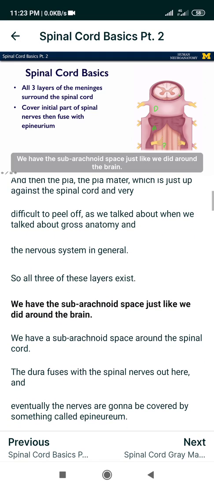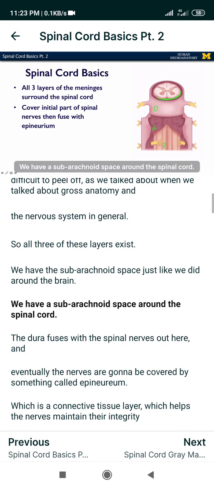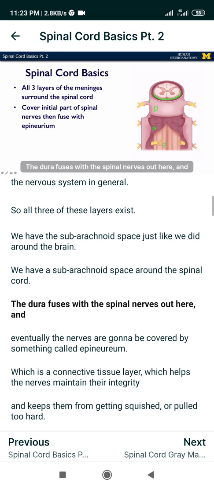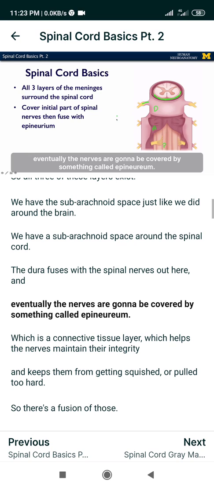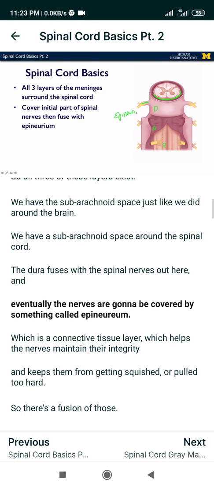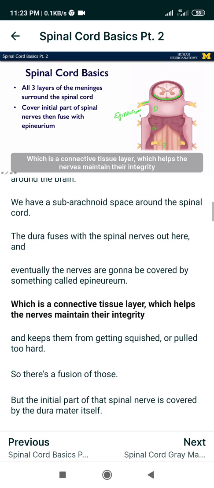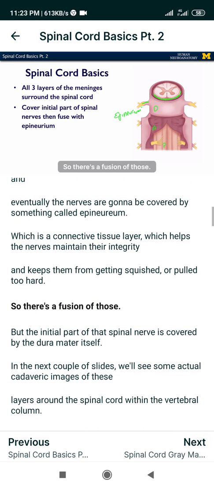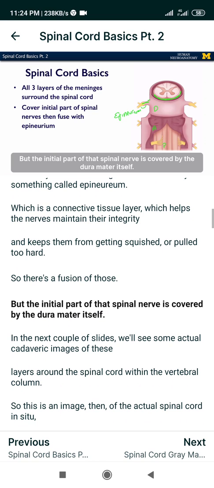We have a subarachnoid space, just like we did around the brain. We have a subarachnoid space around the spinal cord. The dura fuses with the spinal nerves out here, and eventually the nerves are going to be covered by something called epineurium, which is a connective tissue layer which helps the nerves maintain their integrity and keeps them from getting squished or pulled too hard. So there's a fusion of those, but the initial part of that spinal nerve is covered by the dura mater itself.